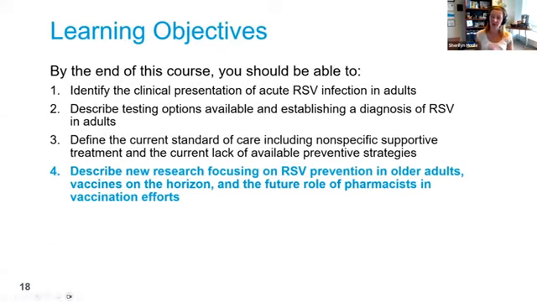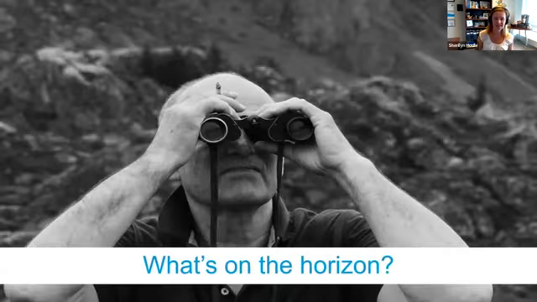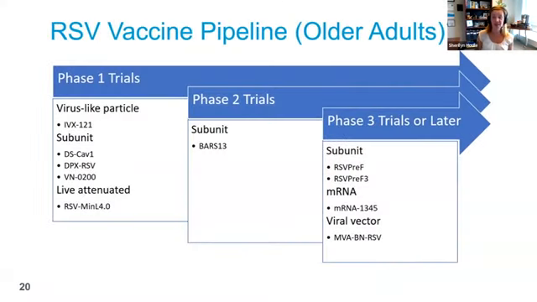So now let's talk about what that horizon is looking like in terms of RSV prevention options that we have. That would include vaccines, and that would also include our role as pharmacists in supporting those vaccination efforts. So what is the horizon looking like? The horizon is busy. It's got a lot of activity.